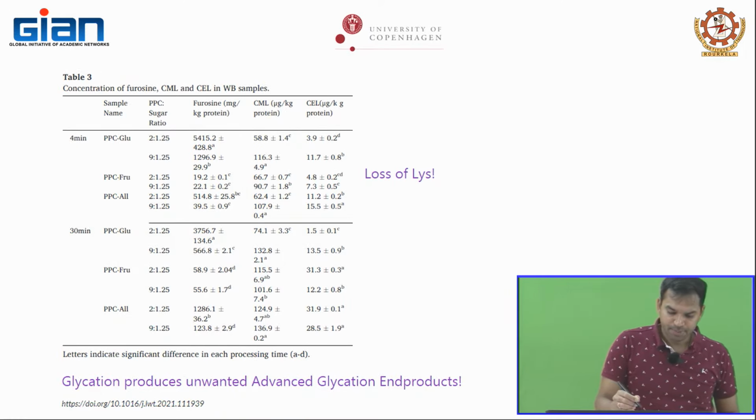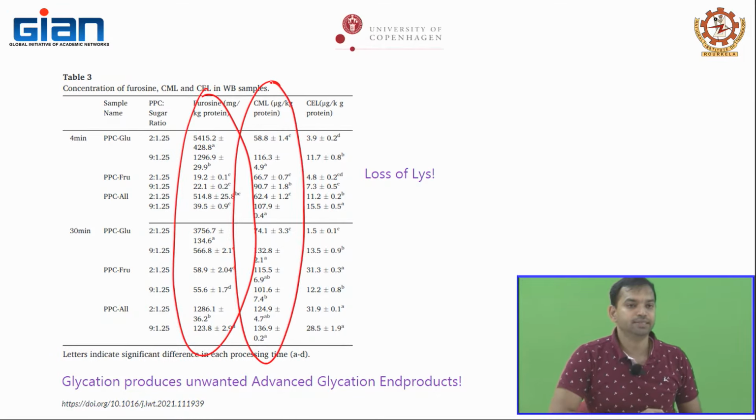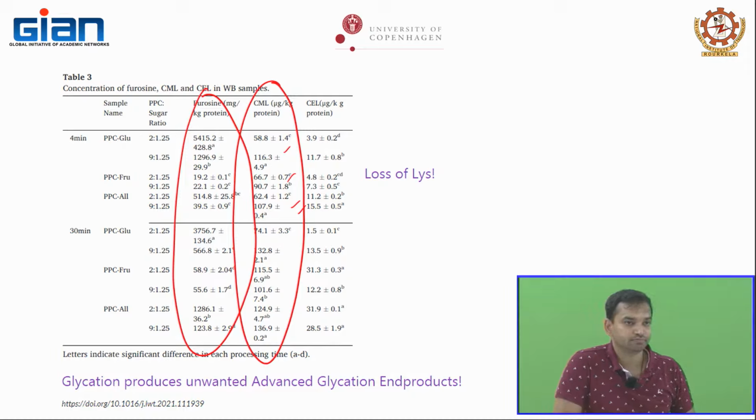This is the example here that shows how many unwanted compounds form. CML is an advanced glycation end product. You can see that by doing this glycation, you produce a good amount of unwanted compounds that might have a health consequence. Do you have any questions? Right. And I also do a lot of research on advanced glycation end products in our laboratory. Our group is kind of famous for this reaction.